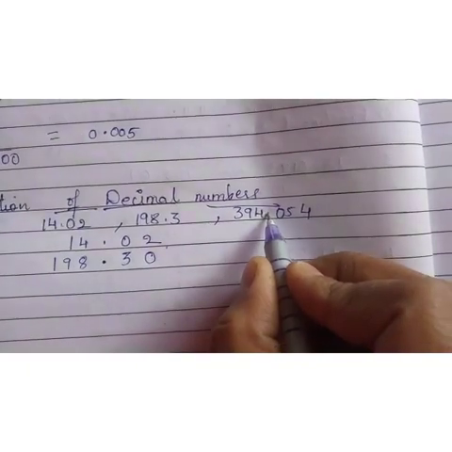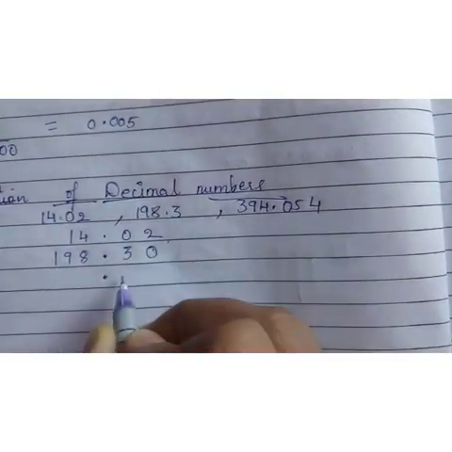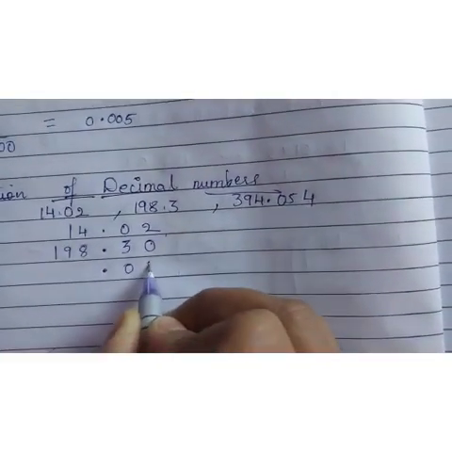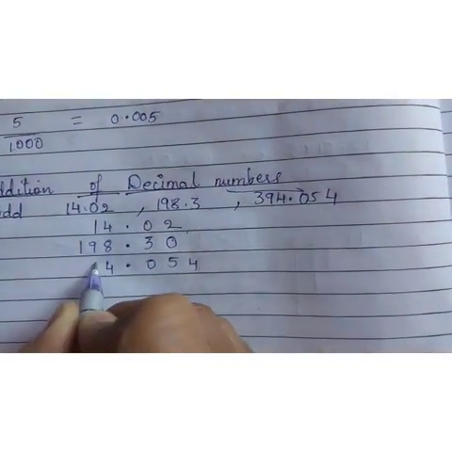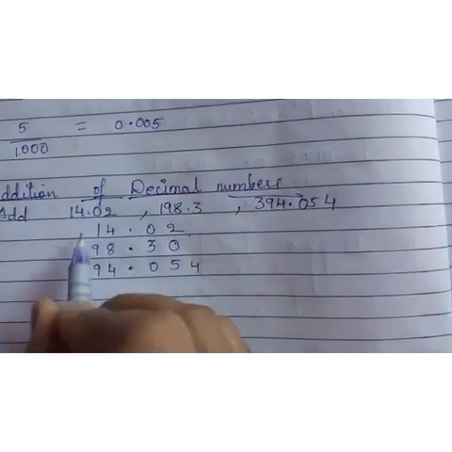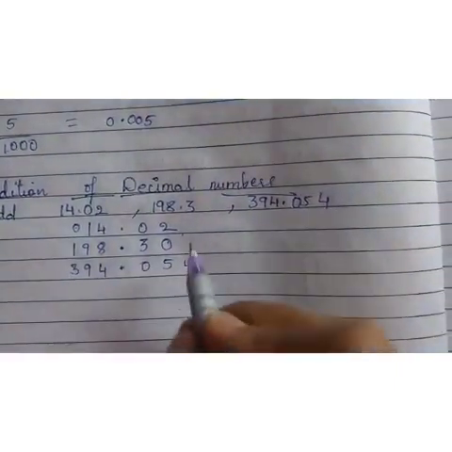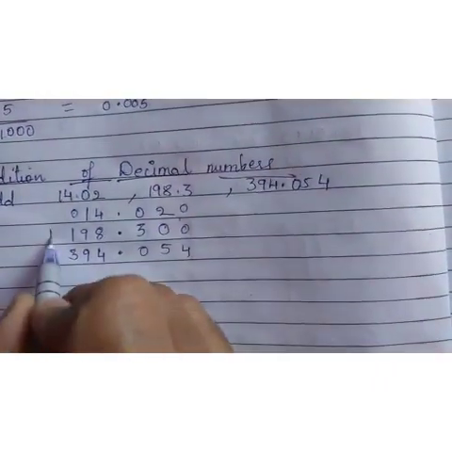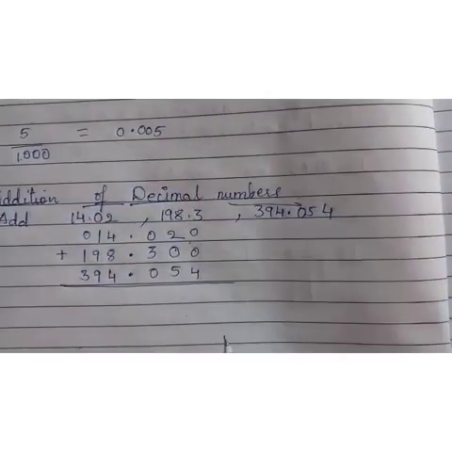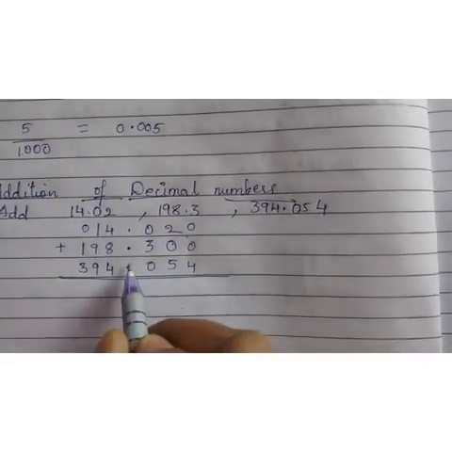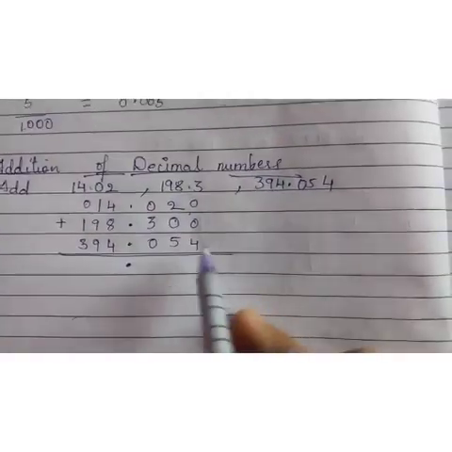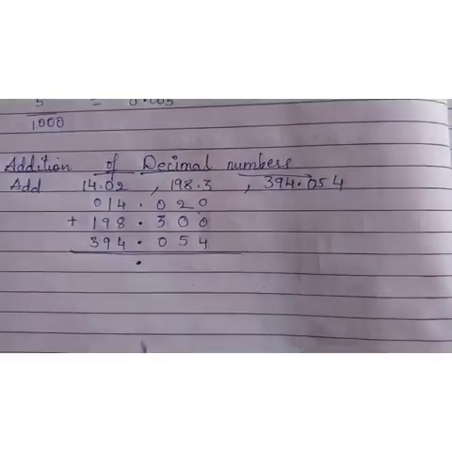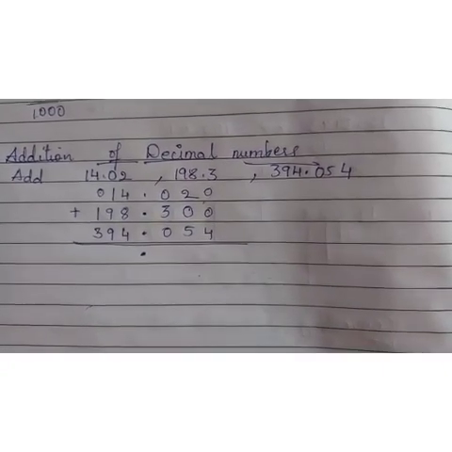Again place this decimal here as it is. What we have after decimal? 0, 5, 4, and before that 4, 9, 3. Now we don't have here anything, so place 0. Here also 0. Now we have placed, and now start adding. Whenever you are adding, place the decimal point just below it. So children, now we have converted all these three numbers into like decimals.